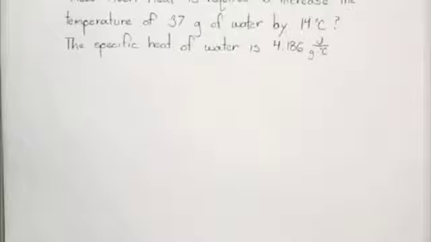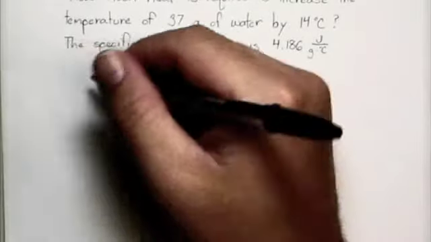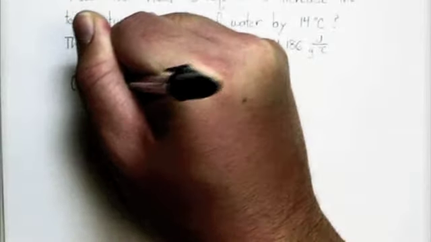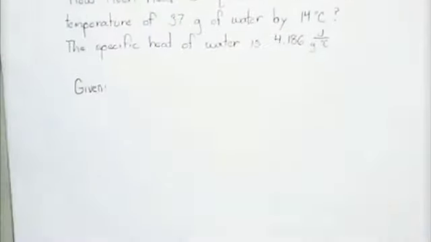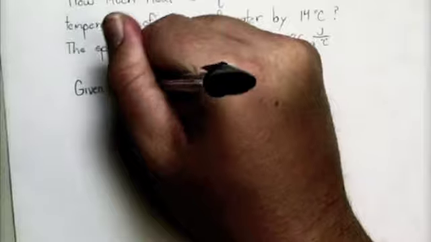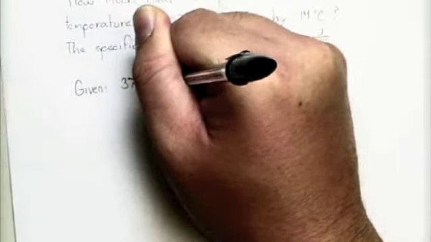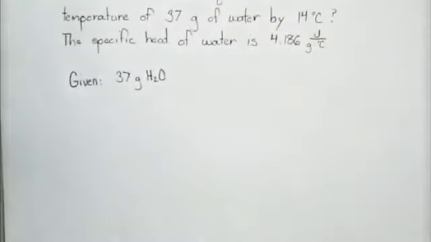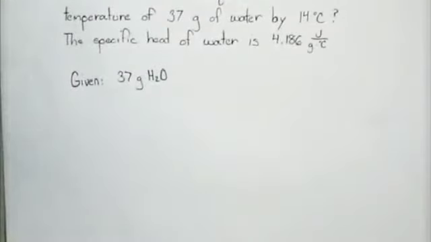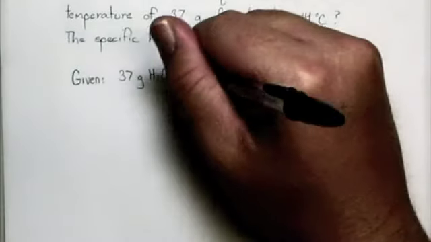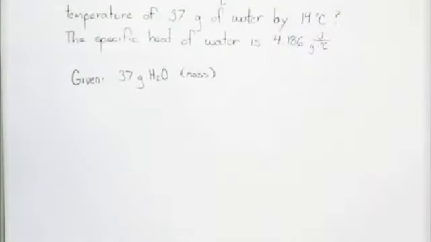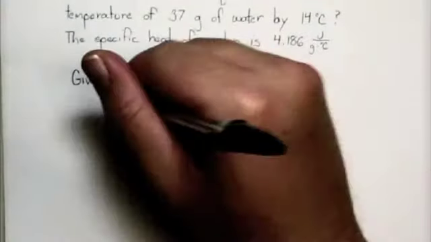So now, problem solving. Just like we always do, we start by writing down what they give us. So, what do they give us? They tell us we have 37 grams of water. I'm going to use H2O for water. And the next thing I want you to do after this is I want you to tell me what that quantity is. So 37 grams, that's a mass. Alright, now let's look for other stuff. They tell us 14 degrees Celsius.